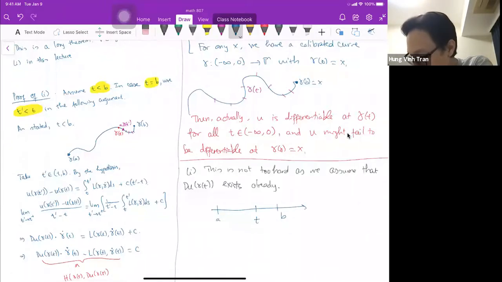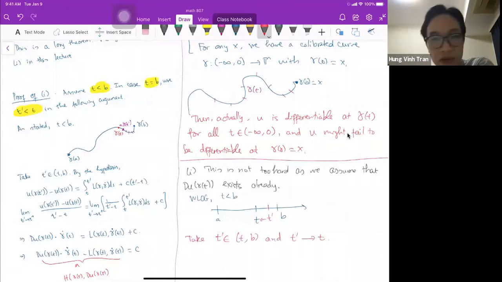Okay, so without loss of generality, we assume that t is less than b, and we're going to take t prime greater than t and approaching t. Then we take t prime in the interval t to b, and let t prime converge to t.